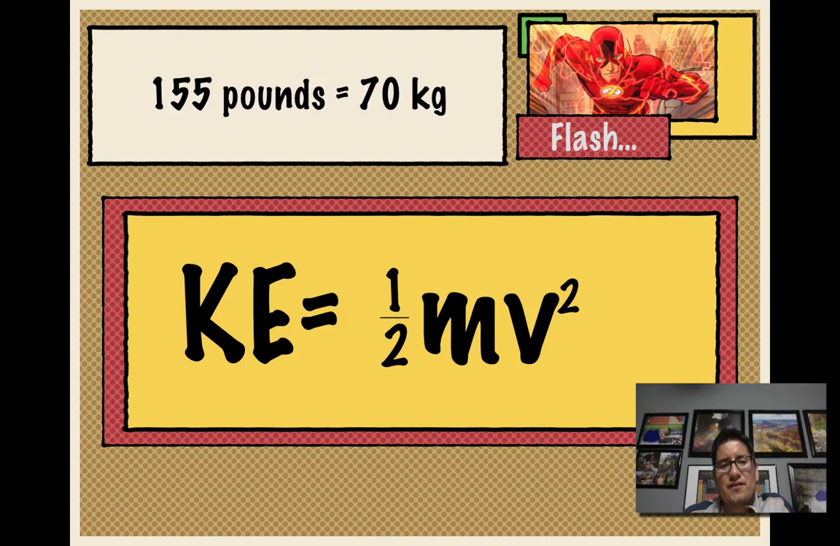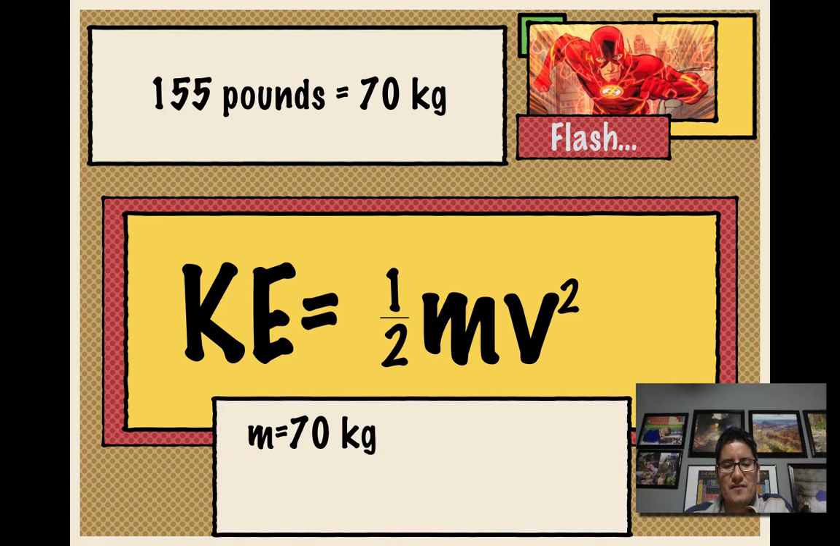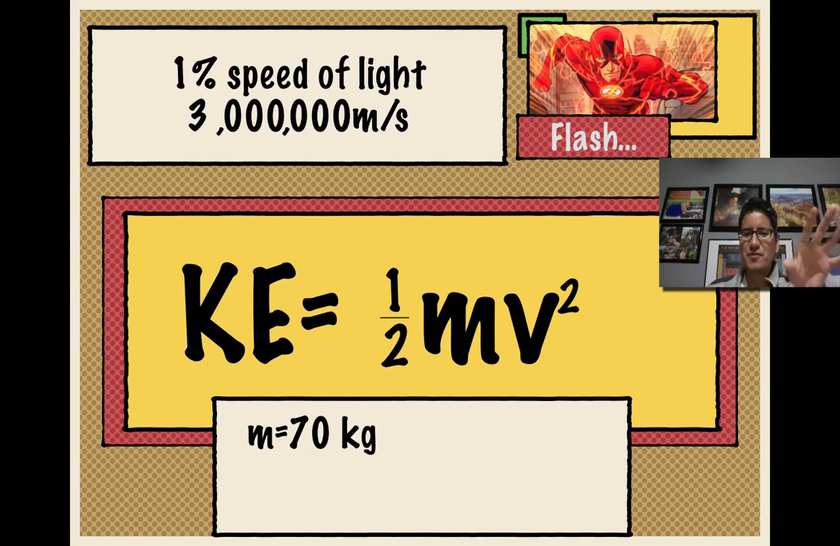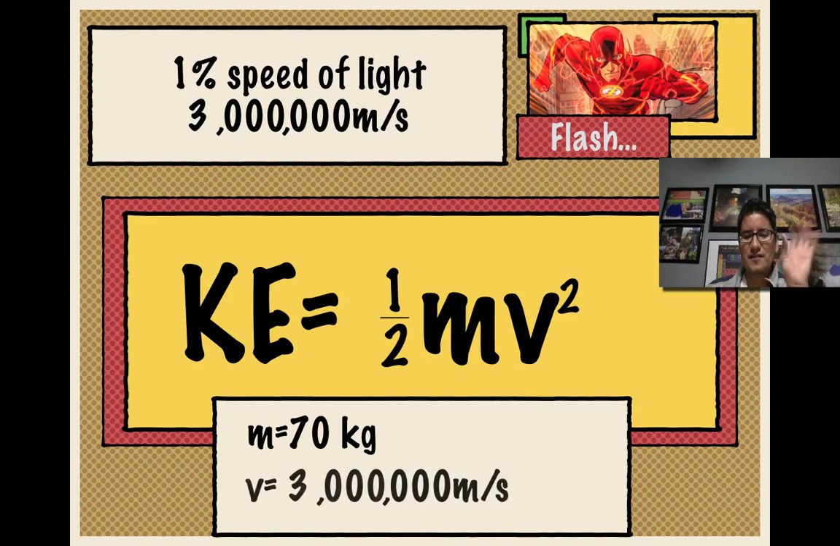Let's pretend Flash weighs 155 pounds, which means he's 70 kilograms, right? Our standard unit of measure for science. So mass is 70 kilograms. Let's also pretend that in this case, Flash is traveling 1% the speed of light. And in that case, that would be 3 million meters per second. That's really fast. Only 1% of the speed of light. And of course, I have to go back and check, but I think he can almost travel the speed of light. You guys will have to check up on that. Correct me on that one if I'm wrong. But either way, let's just assume just 1% of the speed of light, which is still pretty fast. So let's say he's traveling that fast.